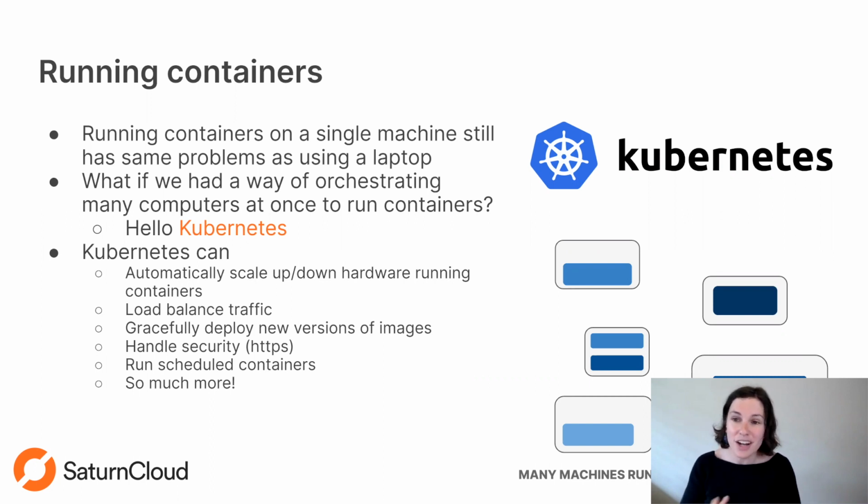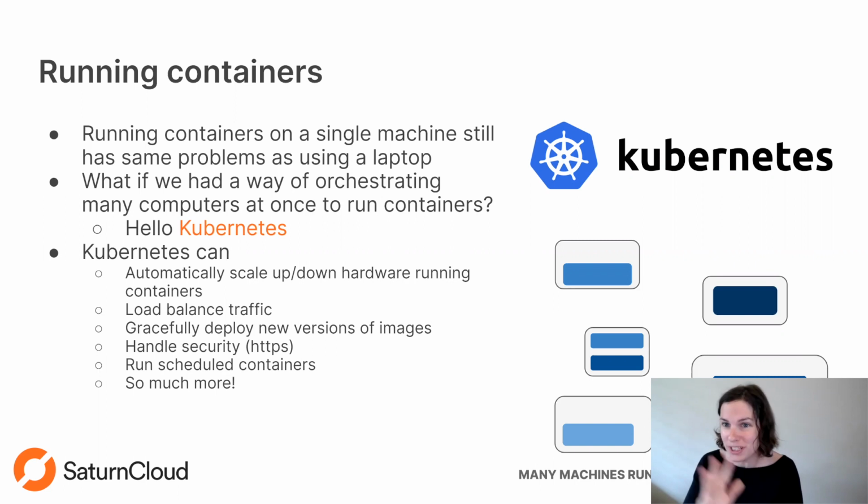So these things can automatically start up and scale down. They can balance your traffic. They can deploy new versions of images. So if your image updates, it can automatically roll it out without ever having downtime. You can run containers on a schedule. So if, again, you want to run a container once a week, Kubernetes can do a job that automatically runs that, and lots more stuff.